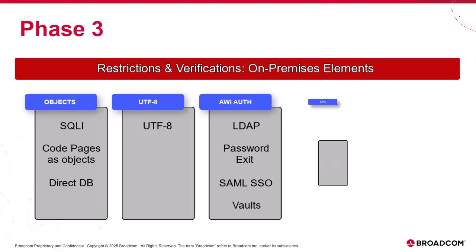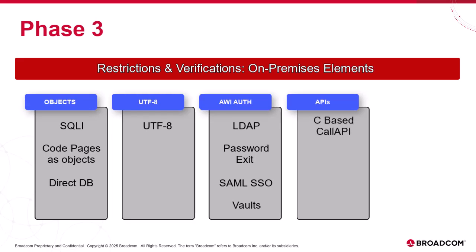Next is APIs. C-based call API can no longer be used and should be replaced with REST API tools. If your configuration relies heavily on the C-based call API, contact Broadcom at your earliest convenience. We have procedures in place to assist customers with these specific aspects. You can use Java API, but you must use the current jar and modify your code to handle TLS.